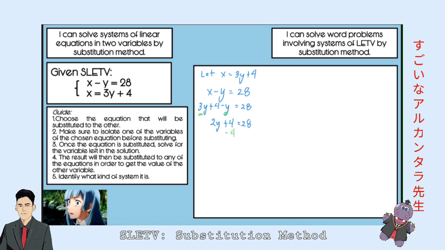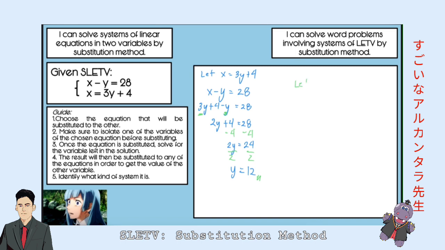Subtract 4 to both sides. To isolate the y variable, you will get 2y is equal to 24. Now that's out of the way, divide the entire thing by 2. You will get y is equal to 12. So that is your first one.